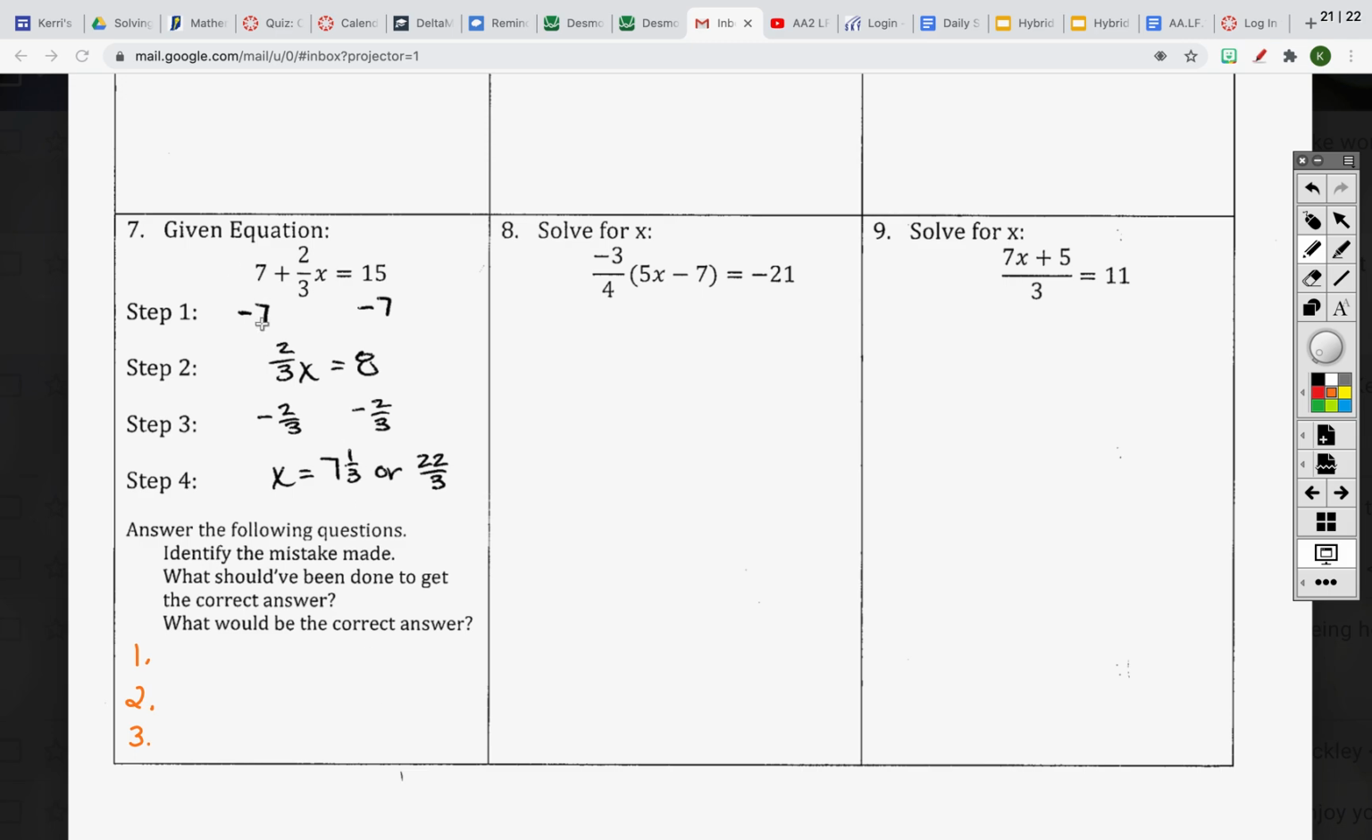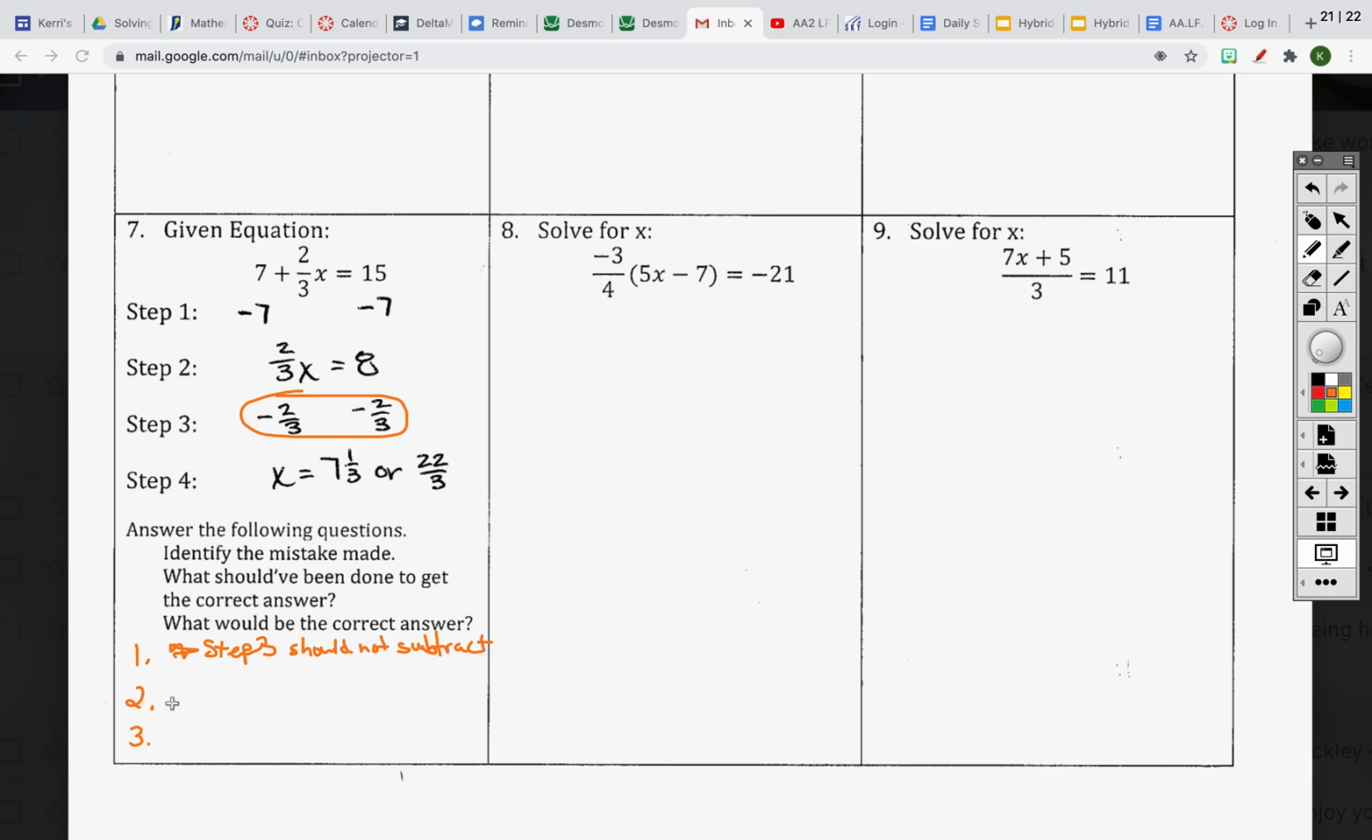So opposite of 7 is minus 7. Bring down your variable term. Oh, wait, this is a mistake. We just did a fraction question. It shouldn't be minus 2/3. It should be multiply by the reciprocal. So in step 3, what is the problem? Identify the mistake made. Step 3 should not have been, or should not, subtract.